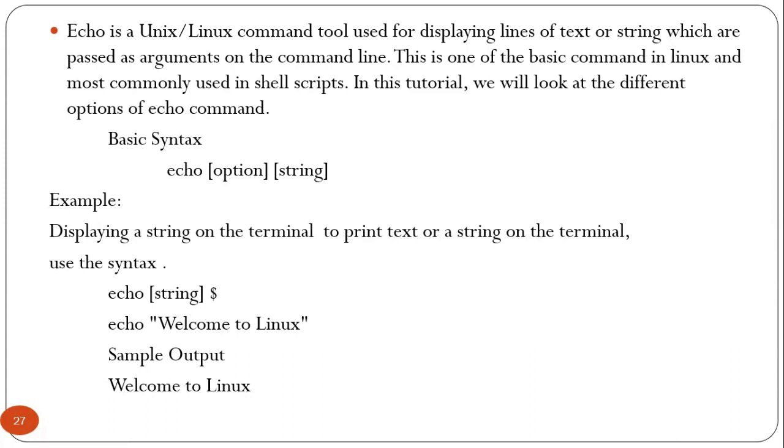The echo command is used to display text or variables on the output screen. It is used for displaying lines of text or strings which are passed as arguments on the command line, and it is one of the basic commands in Linux, most commonly used in shell scripts. We'll also look at the different options of the echo command. The basic syntax is echo space text. Here we'll see different types of usage of the echo command.